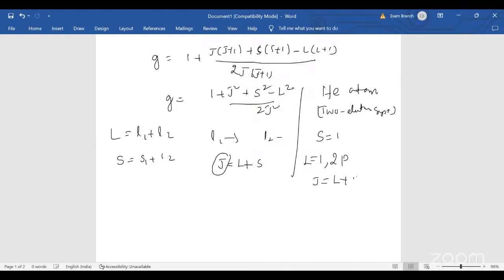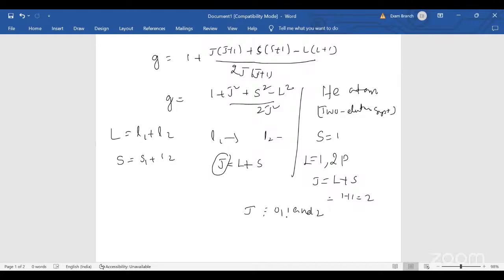So what is J? J equals L plus S. So here J equals L plus S, which is nothing but 1 plus 1, so you get 2. Suppose S equals 1 and L equals 1, you get 1 plus 1, which is 2. So J can take the values 0, 1 and 2. J can take all these three values.